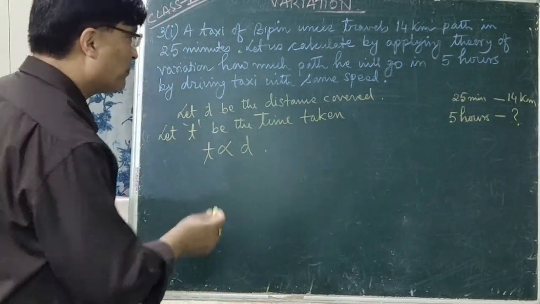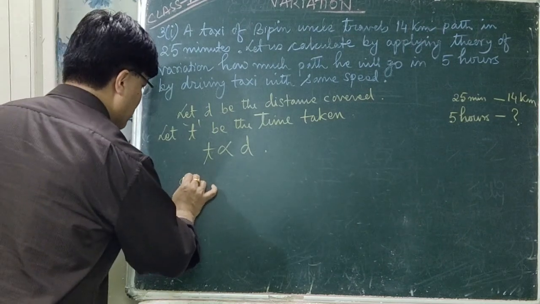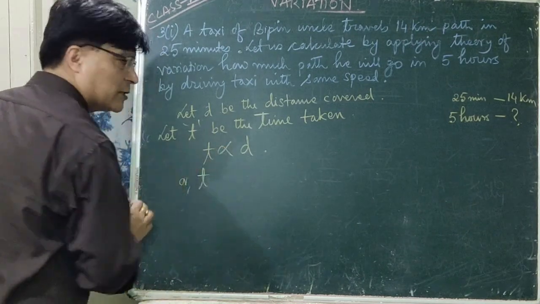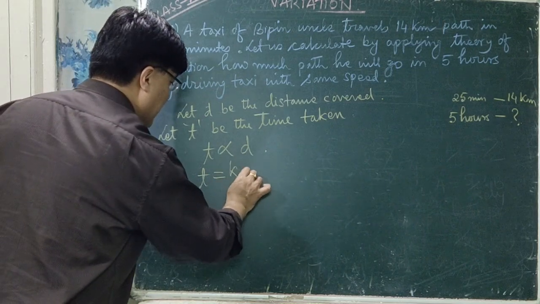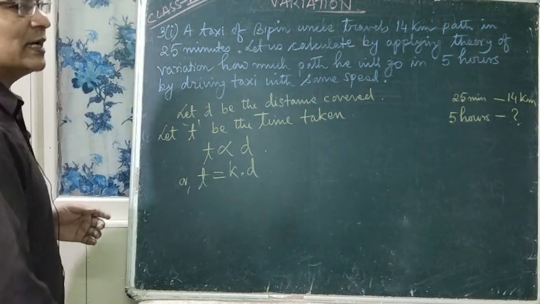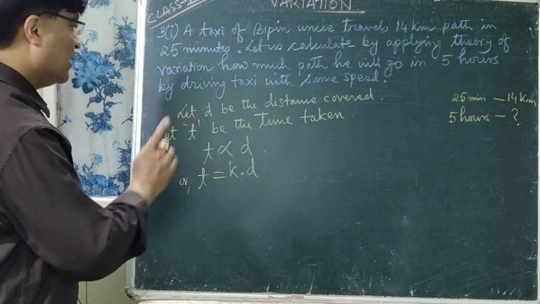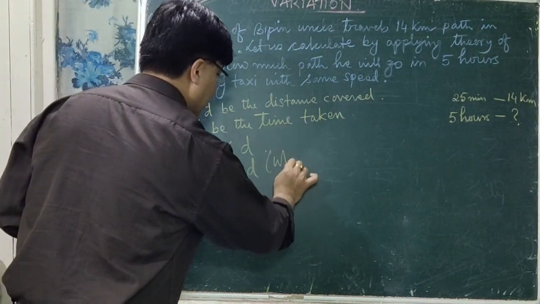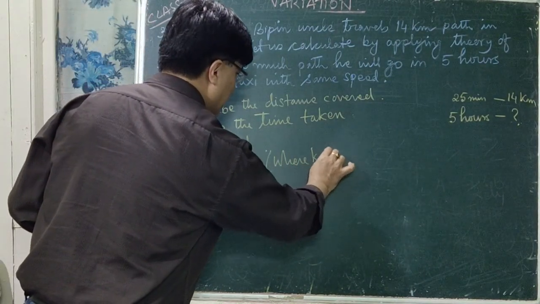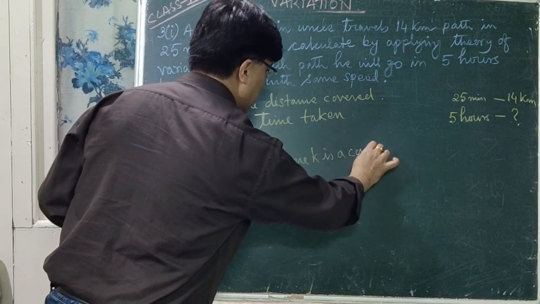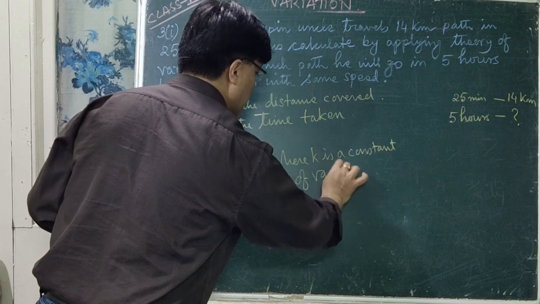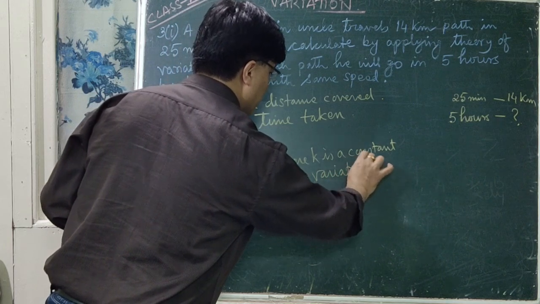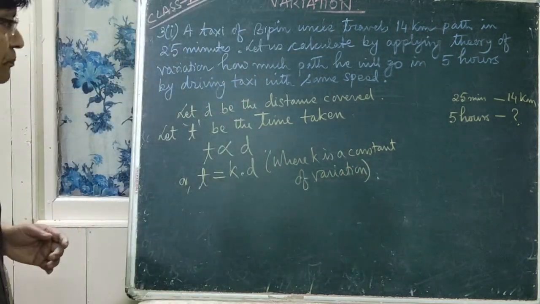Is it clear now? So next what will you do? This proportional sign should be converted into an is equal to sign: t is equal to k into d. Is that clear to all of you? Now here within brackets you should write, where k is a constant of variation. Is that clear to all of you?